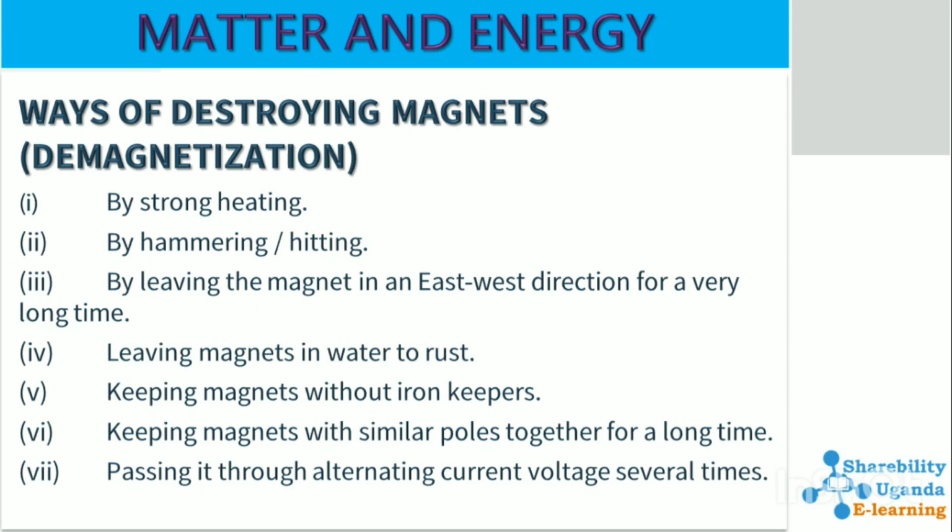Then the other thing also is by leaving the magnet in an east-west direction for a very long period of time. Remember, for magnets to retain their magnetism for some good time, it is best they rest in the north-south direction. But when they rest in the east-west direction for a very long period of time, they will lose their magnetism.